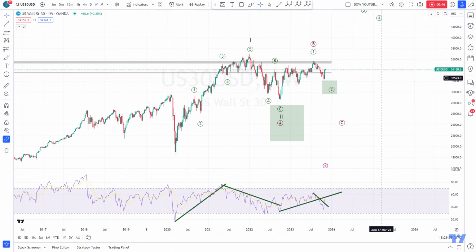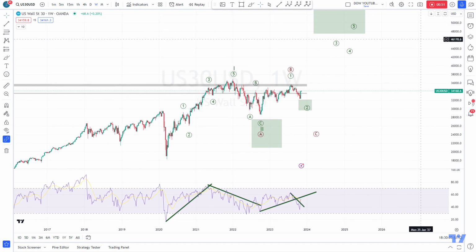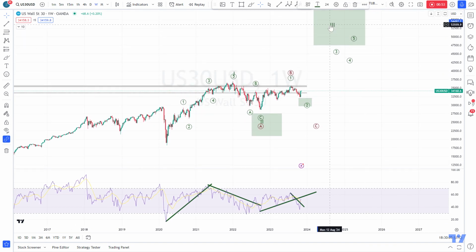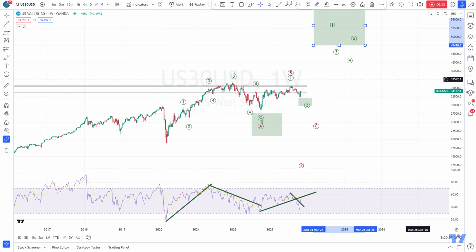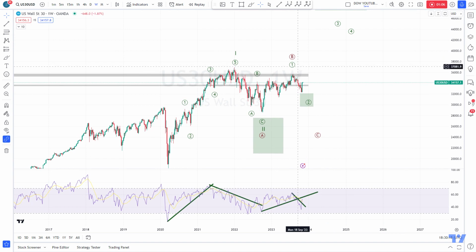And so I believe we are now working on wave three in the higher degree. This here is our target area of this wave three. And we should go there again in 5 waves because wave three is an impulse. And so I believe we finished a wave one right here, and we are now working on a wave two, or we made the wave two low right here.